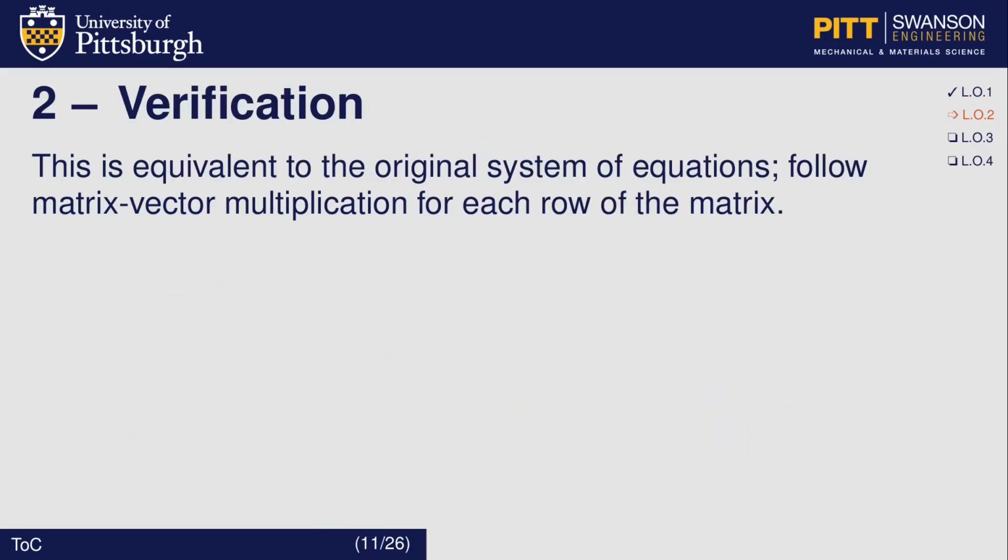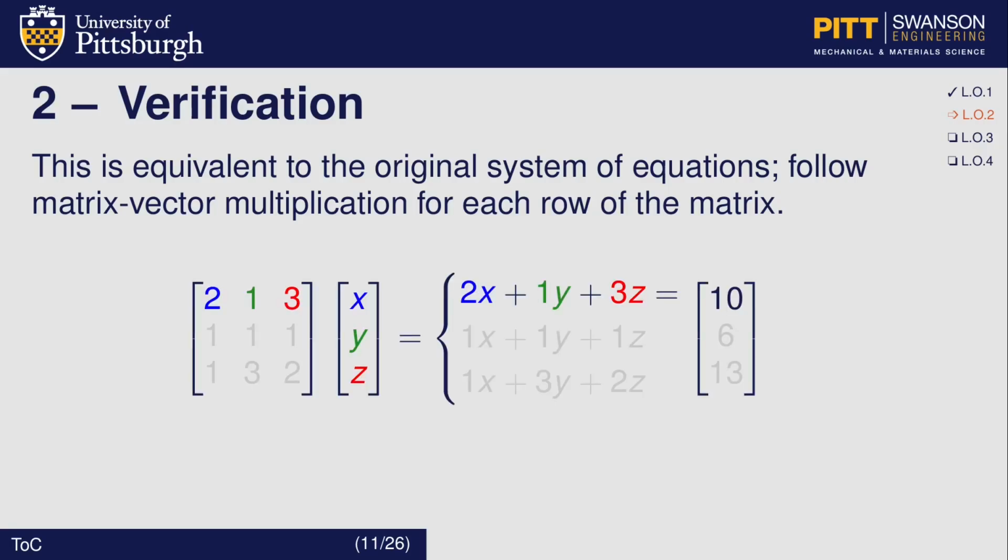This matrix vector form is equivalent to the original system of equations. We can see this by following the rules of matrix vector multiplication. Starting with the first row of the coefficient matrix, each element is multiplied by its corresponding variable in the variables column vector.